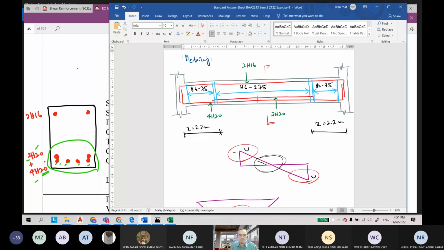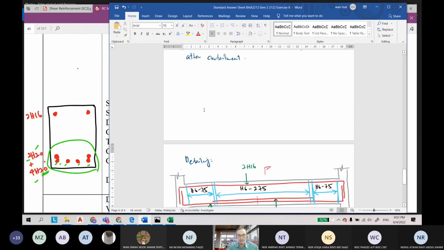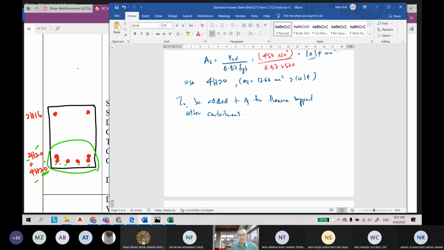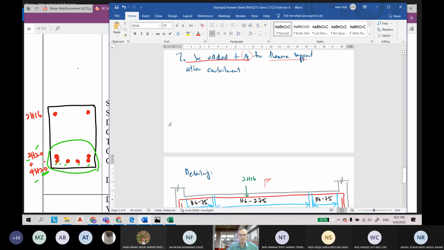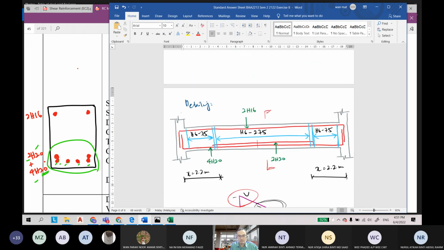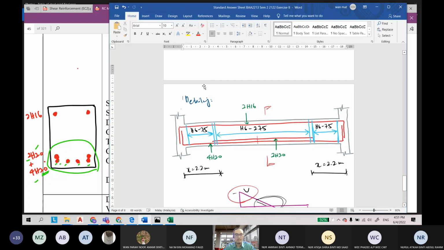You can create your own cross section, and then at the support, we provide this one to be added to AS for flexure support. So this one we use 4H20. We just take advantage of our previous main reinforcement for bending at the bottom. Okay, any questions up to now?